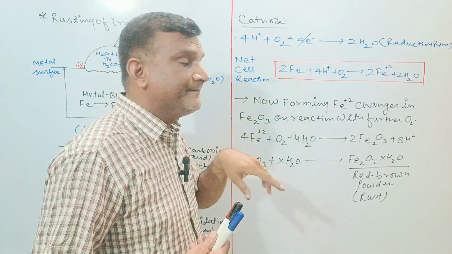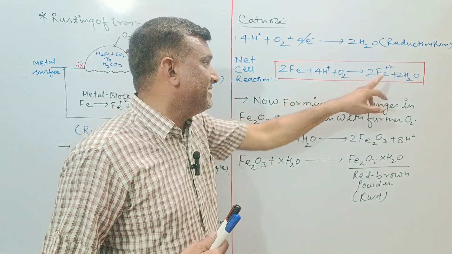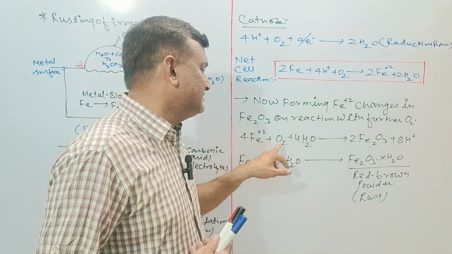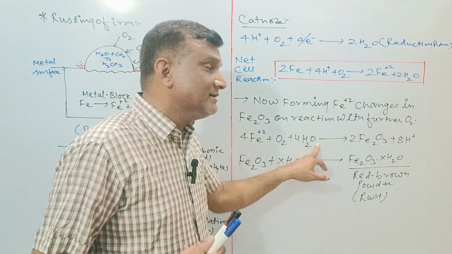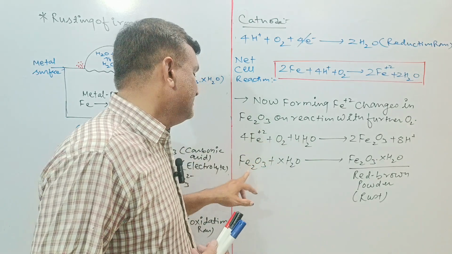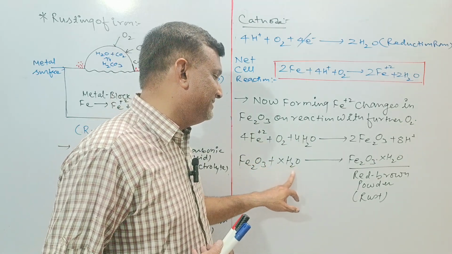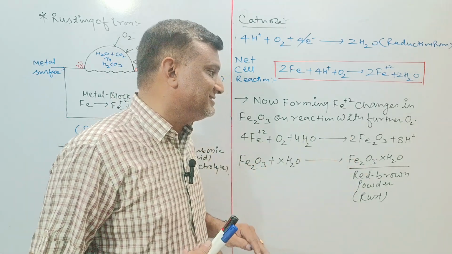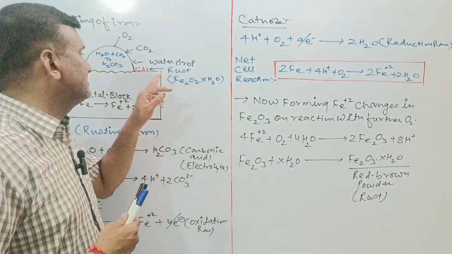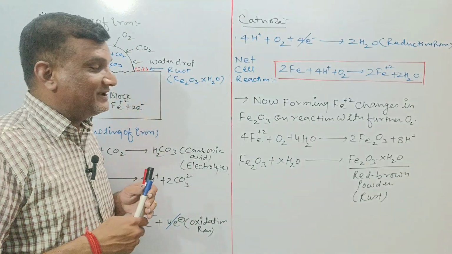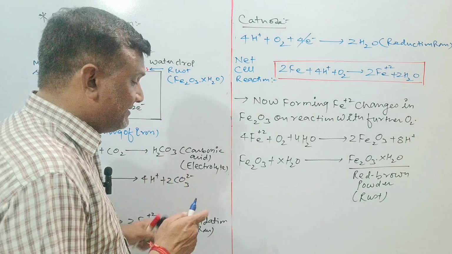The reaction is given. Further, the forming Fe+2 ion reacts with air and moisture and changes into iron oxide. Further, this iron oxide hydrates with water and changes into a red brown substance that is called rust. So this was about the rusting of iron.